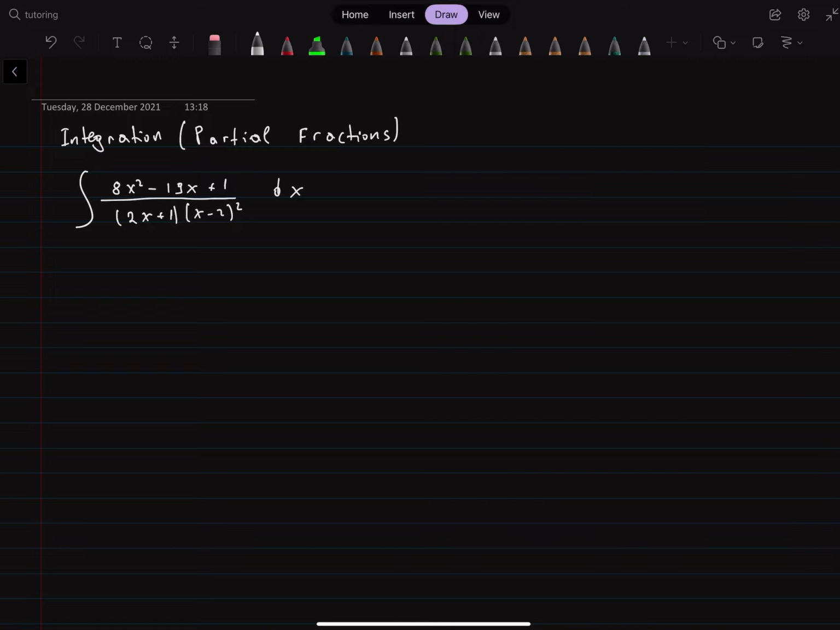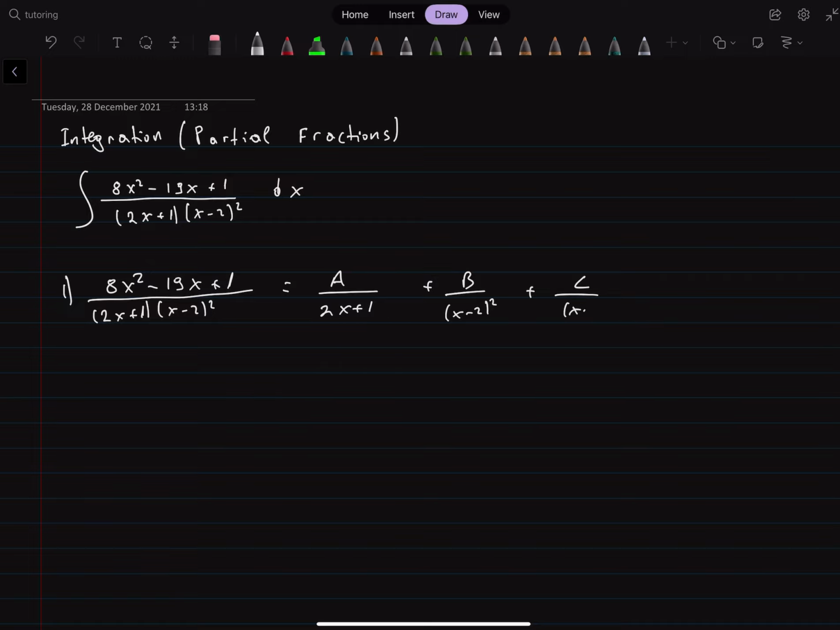So the first step is we set this equal to terms of A, B, and C. So we have (8x² − 19x + 1) over (2x + 1)(x − 2)², and we have to give it in terms of A over 2x + 1, then we have B over (x − 2)², and then we have C, which is just going to be over x − 2.